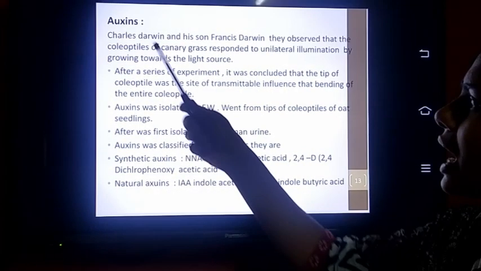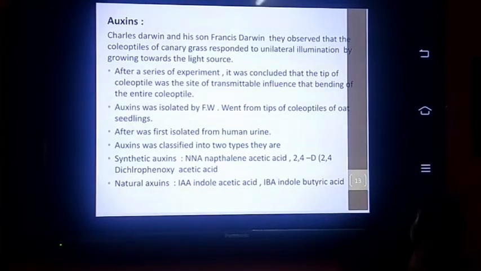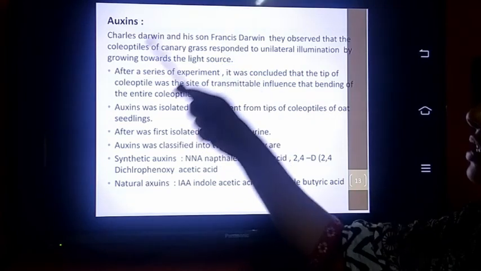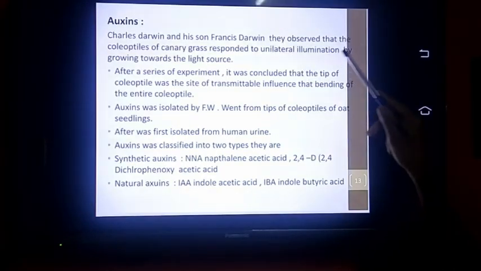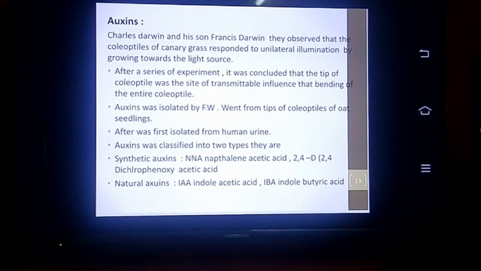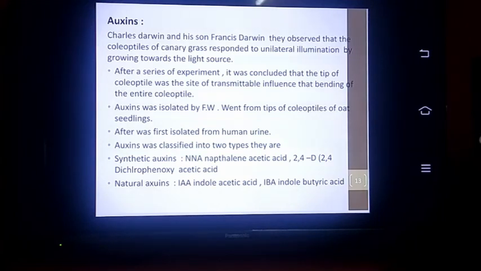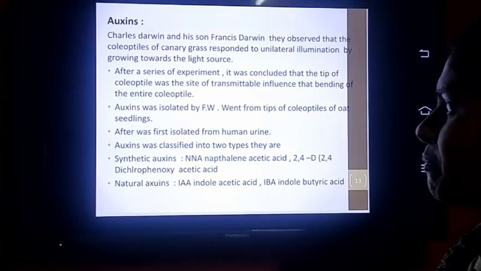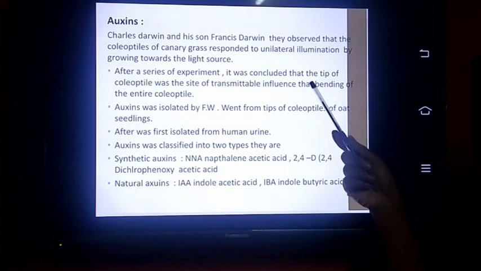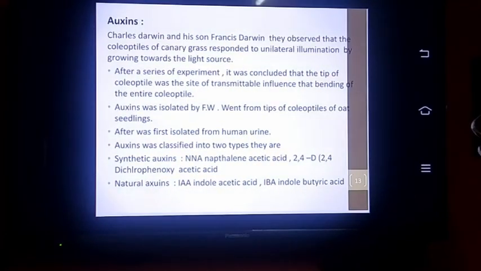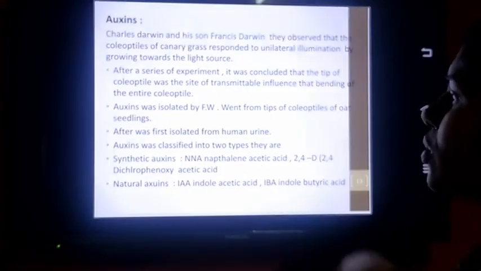Charles Darwin and his son Francis Darwin observed that the coleoptiles of canary grass respond to unilateral illumination by growing towards the light source. Coleoptile is a region of many monocotyledonous plants, and grass is one of the monocots. After a series of experiments, it was concluded that the tip of the coleoptile was the site of a transmittable influence that caused bending of the entire coleoptile.